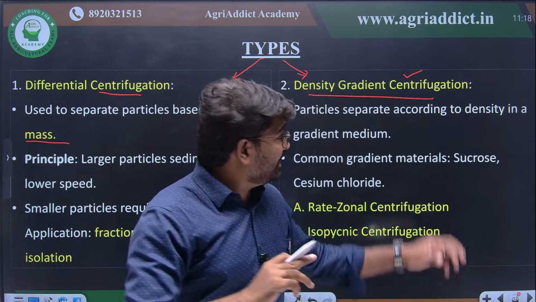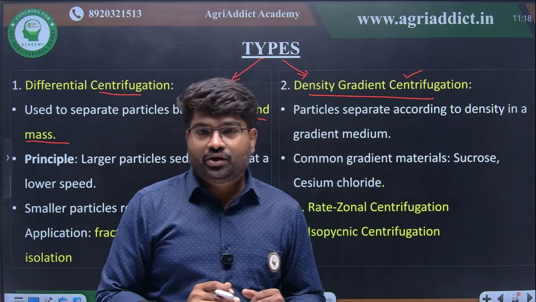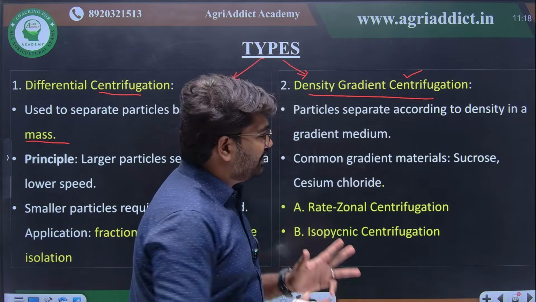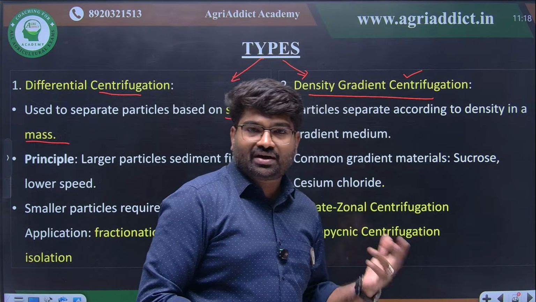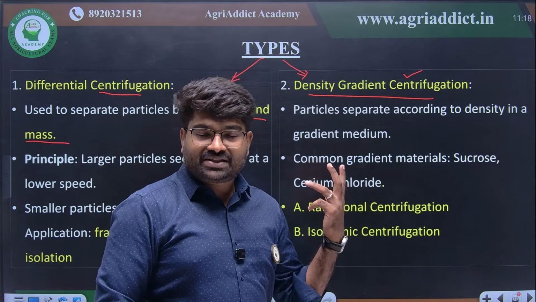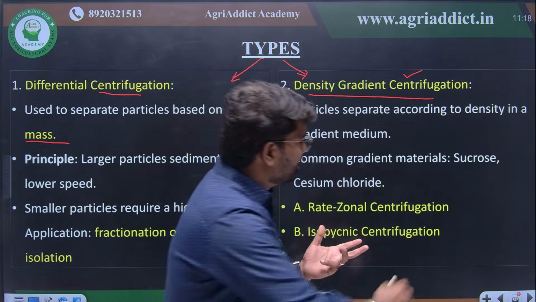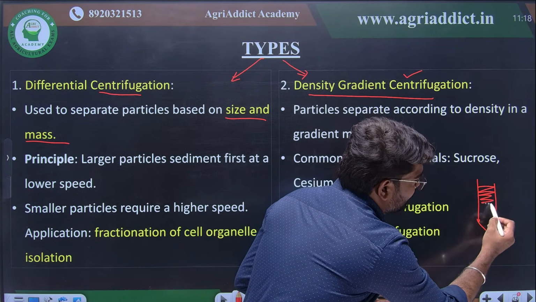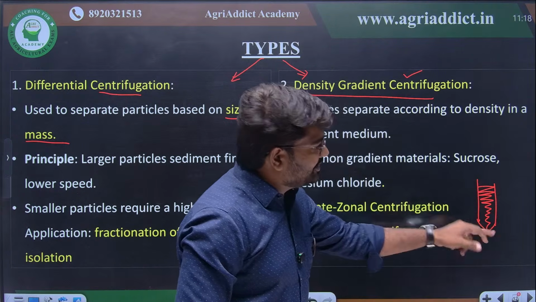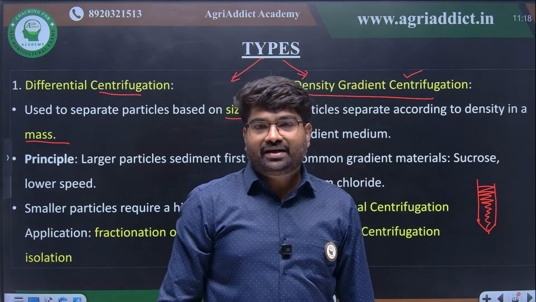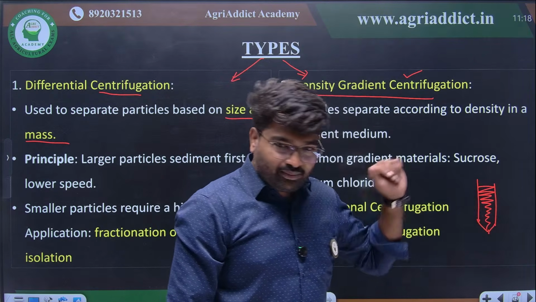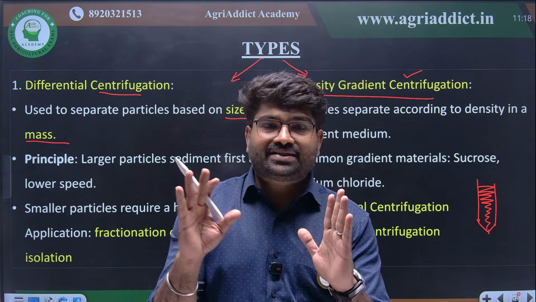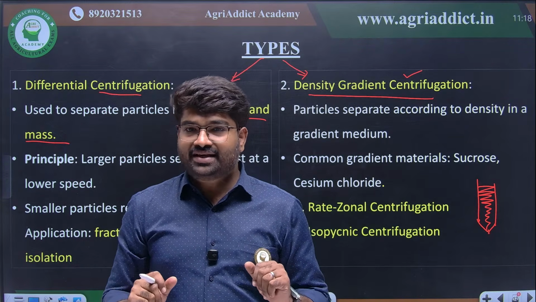But in density gradient centrifugation, the medium will have different density. We will use sucrose, glycerol, or chemicals like cesium chloride to generate a medium with different density, from higher density to lower density. So the density of the medium will be varied. This is the basic difference between differential centrifugation and density gradient centrifugation.